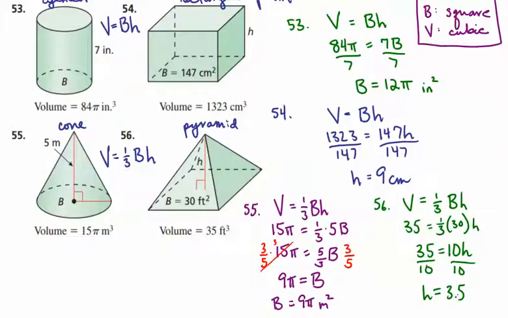Here we have a height, so the units of measure are linear, and since we're working with feet, the height would simply be 3.5 feet. And that's going to do it for problem number 53 through 56.